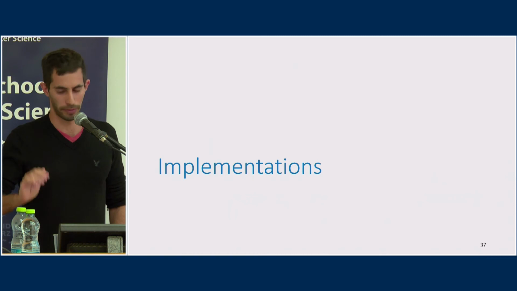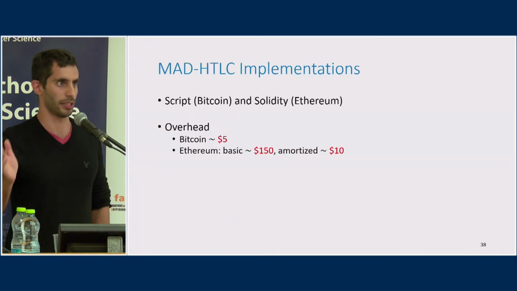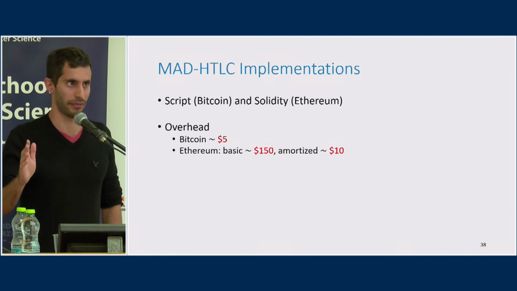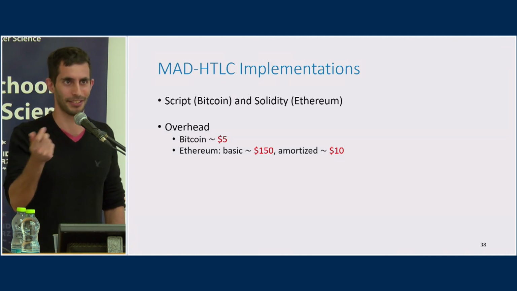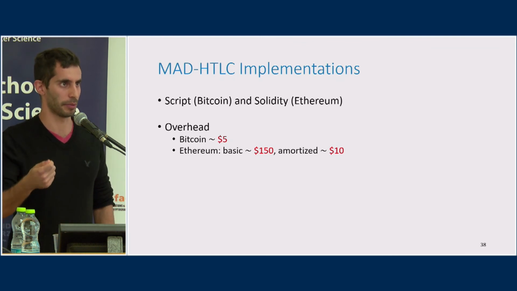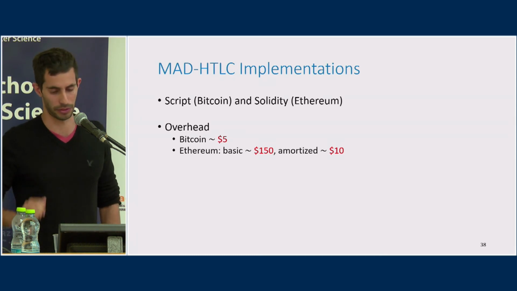Okay, let's move on to the implementations. We implemented Med HTLC using both Script for Bitcoin and Solidity for Ethereum. The overhead for Bitcoin is a few dollars because the contract has a few more opcodes, but that's it. On Ethereum, it's a bit more expensive because you have to initiate a new contract, which is very expensive on Ethereum. But we have an amortized version, which is way cheaper, so you can use that.